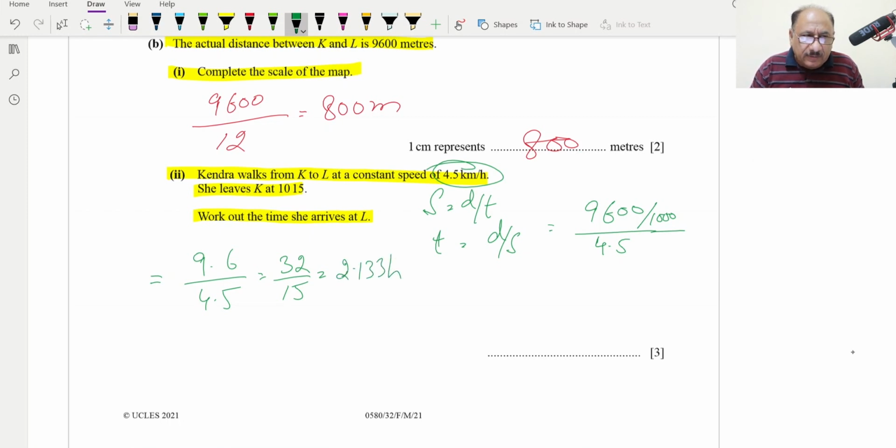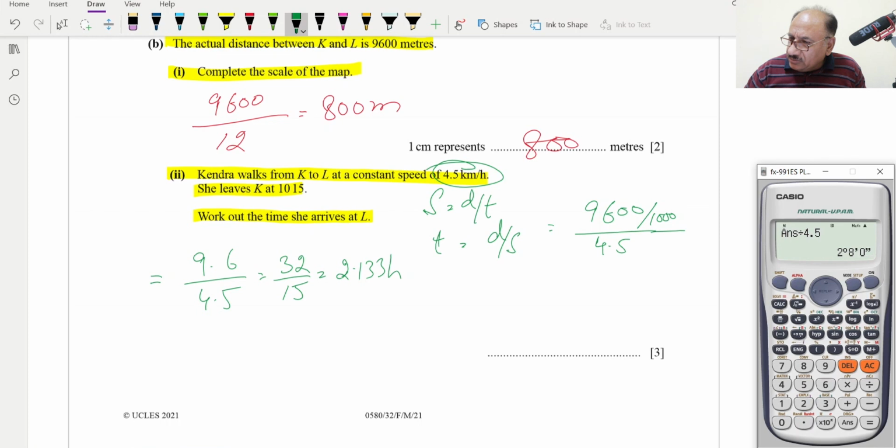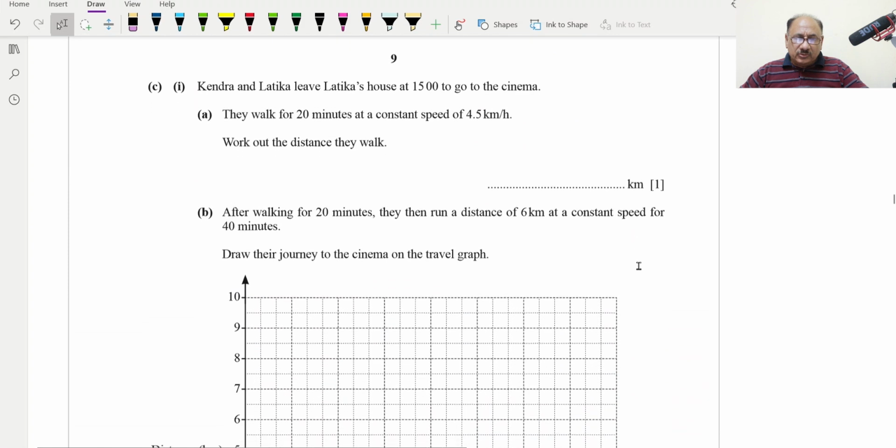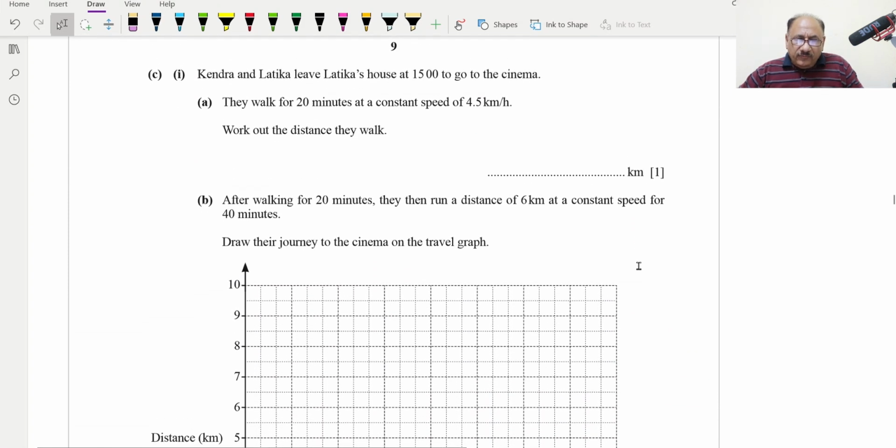2.133 hours, and this we can convert into time, and this will be 2 hours and 8 minutes. We will be adding 10 hours and 15 minutes to this, and it will give us in the form of time 12:23. 12:23 will be the answer for this question. And this is a 3-mark question which we are done. Hopefully you understood this question. Now we can move ahead.